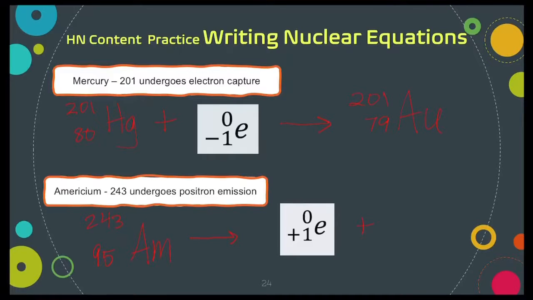The top number, 243 and 0, that is going to remain 243. And then the bottom number, use algebra to solve. So 95 equals 1 plus the bottom number, which is represented by Z, the atomic number. Subtract 1 from both sides. Z equals 94. So use 94 to look up the identity of your element, Pu for plutonium. And that concludes our lesson on writing nuclear equations.